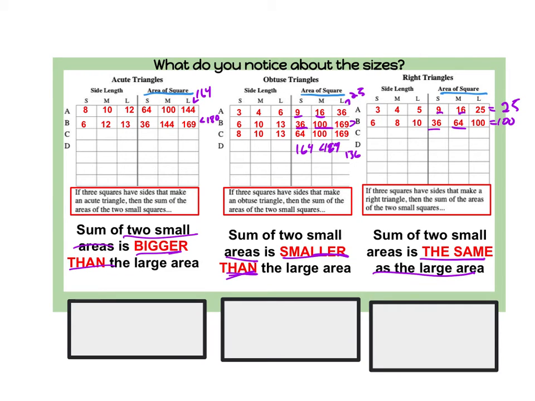So if it's an acute triangle, my areas of the two small sides should add up to be greater than the area of the large side. If it's an obtuse, the area of the two small sides should add up to be less than the area of the large side. And if it's a right triangle, the area of the two small sides should add up to be exactly the same as the area of the large side. So let's start to use this information to answer questions about triangles without even having to draw them. So let's see what this looks like.